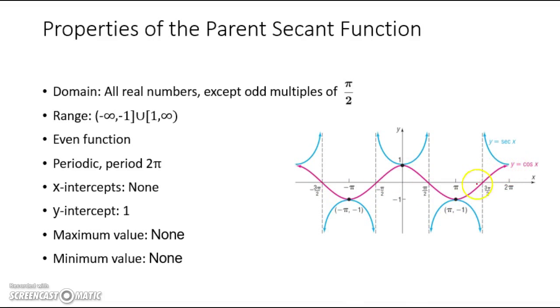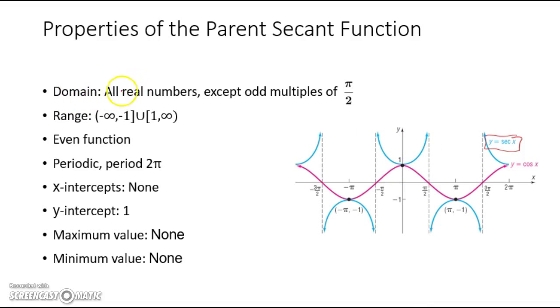That's the pink graph right here, and you can see all of the interesting little points that we graphed when we were graphing the parent cosine function. And the blue function is the secant function. So when we graph secant, and we'll see this for cosecant as well, we're going to want to graph a cosine function so that we can find the maximums, the minimums, and the zeros, and that is going to allow us to graph the secant function.